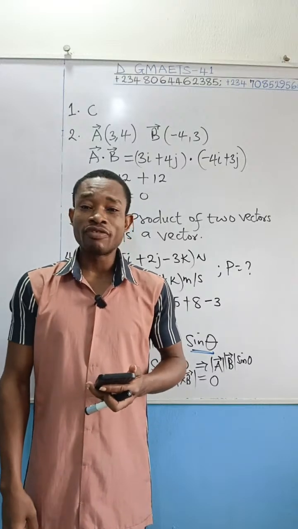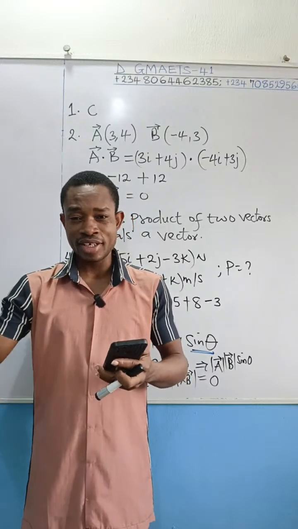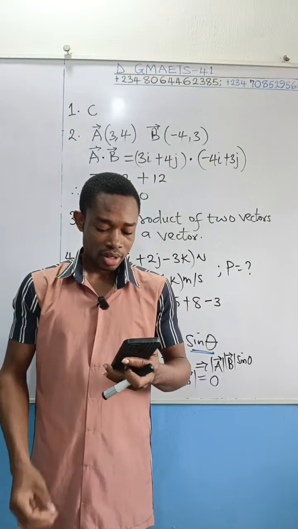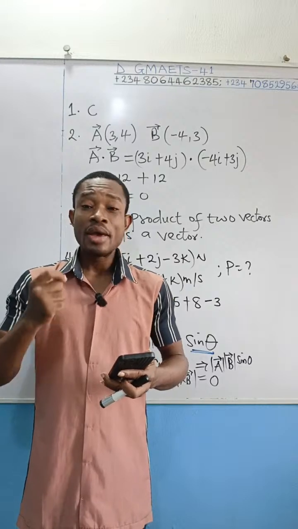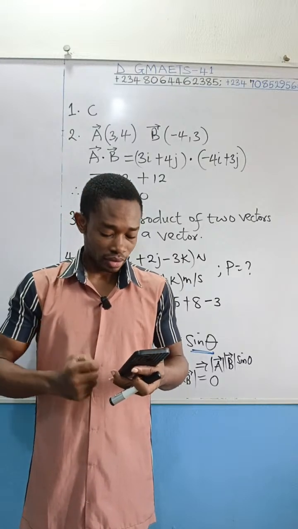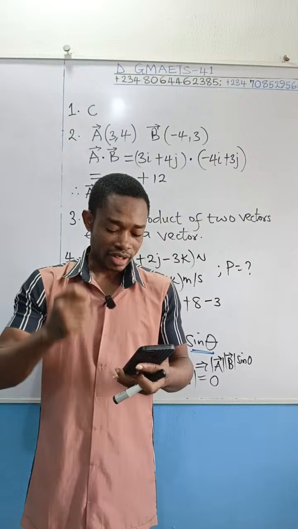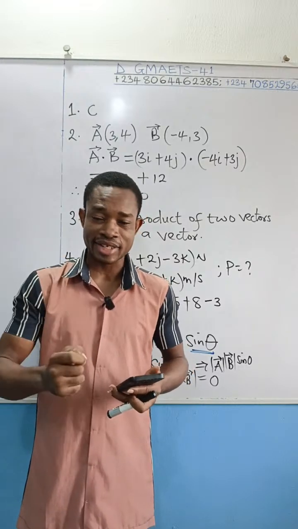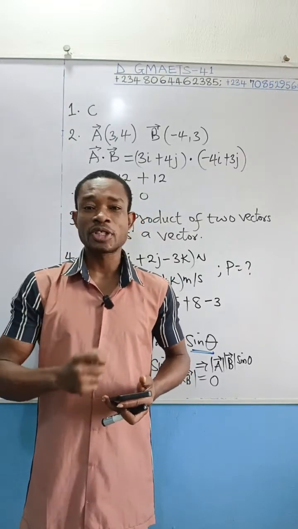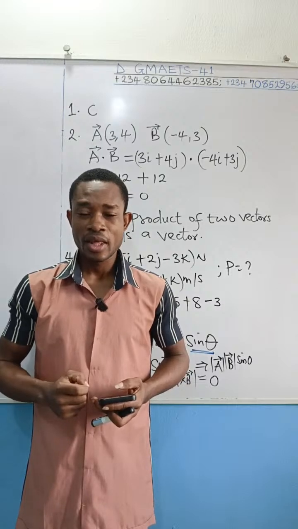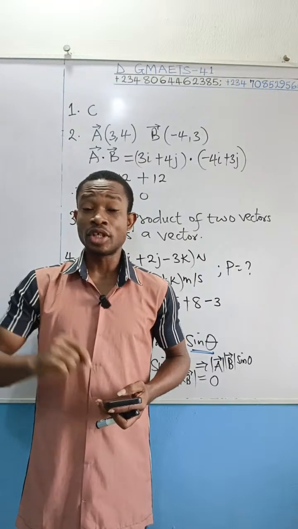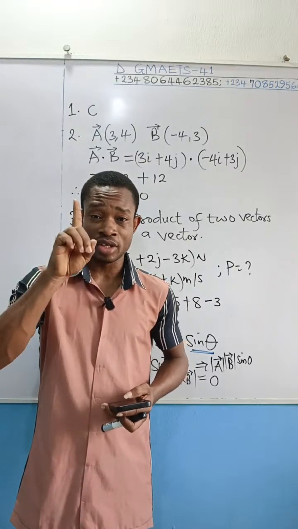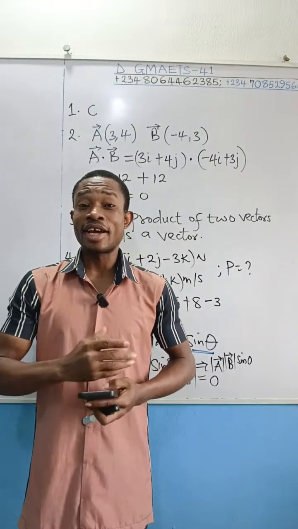A, a magnitude of 1 and any direction. B, a magnitude less than 1. C, a magnitude greater than 1. D, a fixed direction along the x-axis. The correct option is A. A unit vector, the word unit means 1. So the magnitude of a unit vector is 1, and it can be in any direction.